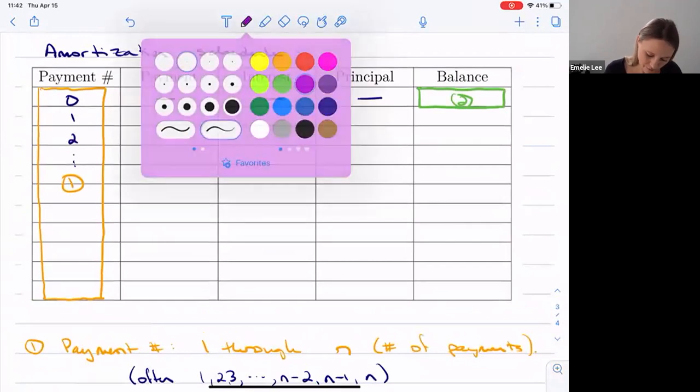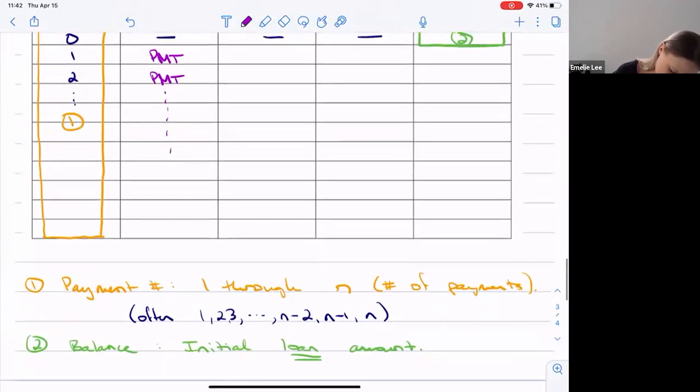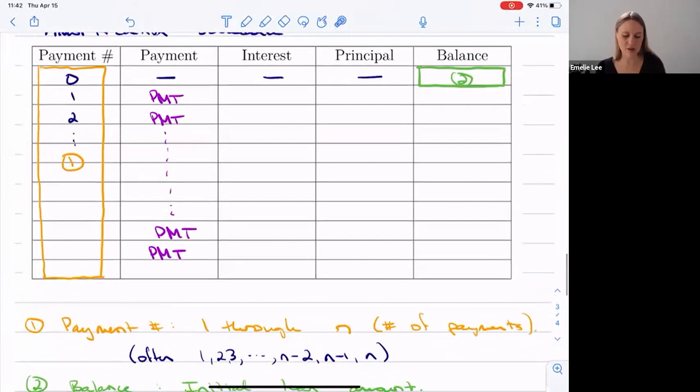Now, for the payment, this is going to be your PMT, and it just keeps going. So it's the same payment amount for all of these except this last one. I want to talk about this last one, but first I want to develop the rest of these columns because they depend on it.